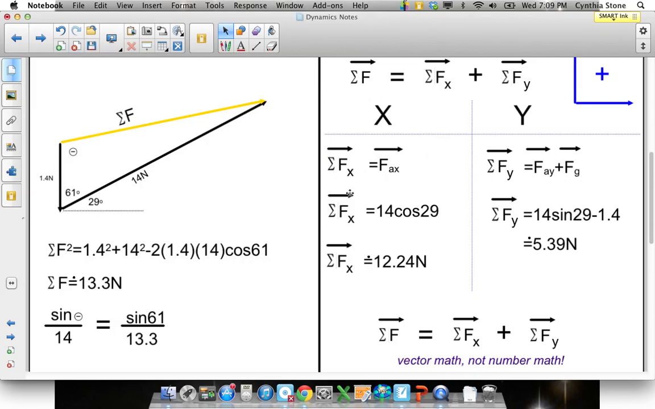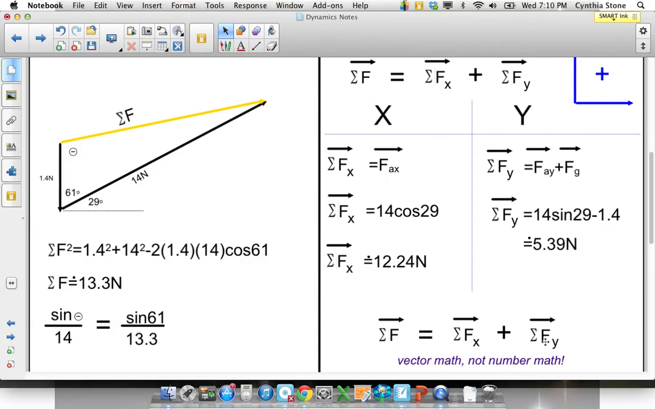Start the process. You can see a little table I drew here. On the x side, my net force in the x direction is only FAX, the only force in that direction, which will just be 14 cos 29. Here's the picture of it, right? Here's 14. The x component down here is adjacent to the angle, so 14 cos 29, and I get my number. In the y direction, I have two vectors: my 14 sine 29, my FAY, and I also have gravity. Gravity is going to be negative, right? It's negative because it's down, and I'm calling up positive. So that's my net force in the y direction.